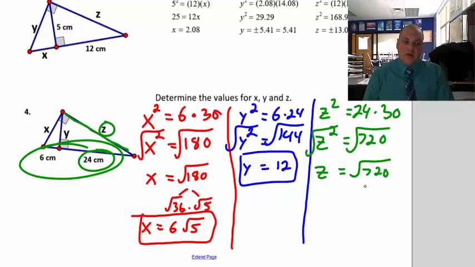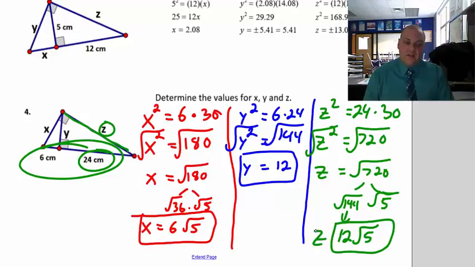We're not going to put that in our calculator. Instead, we're going to try and break up 720. We could break it up into 144 times 5, and I did this ahead of time to save you time. 144 times 5 is 720, and the square root of 144 is 12. So this is 12 radical 5. 12 radical 5 would be z. Z equals 12 radical 5.